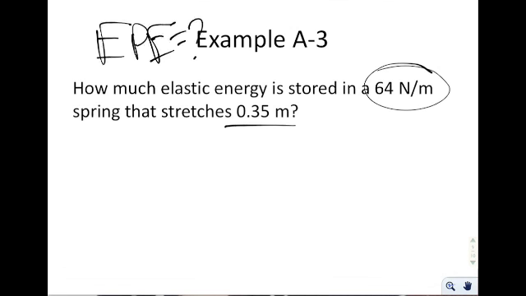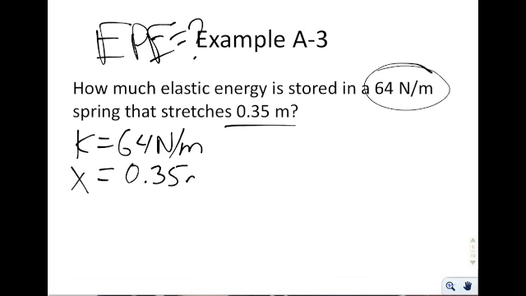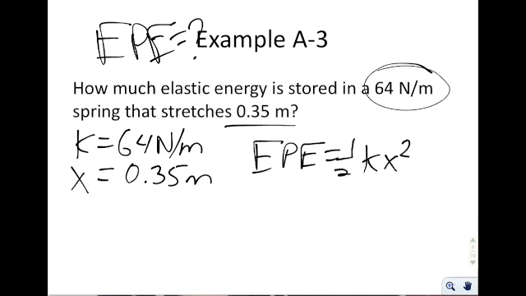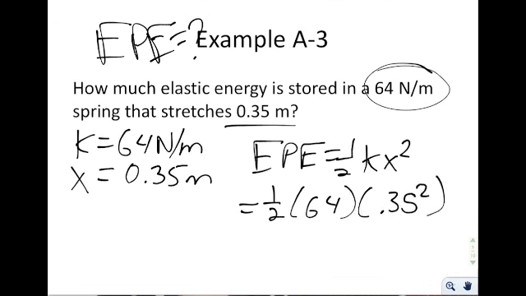You would say, okay, the k value is 64 newtons per meter. The x value is 0.35 meters. The equation is EPE equals 1/2 kx squared. At this point you would just substitute your values in. EPE equals 1/2 of 64 times 0.35 squared. The most common mistake is people forget to square the displacement value. So whenever you do that, you end up with a value of about 3.92 joules.